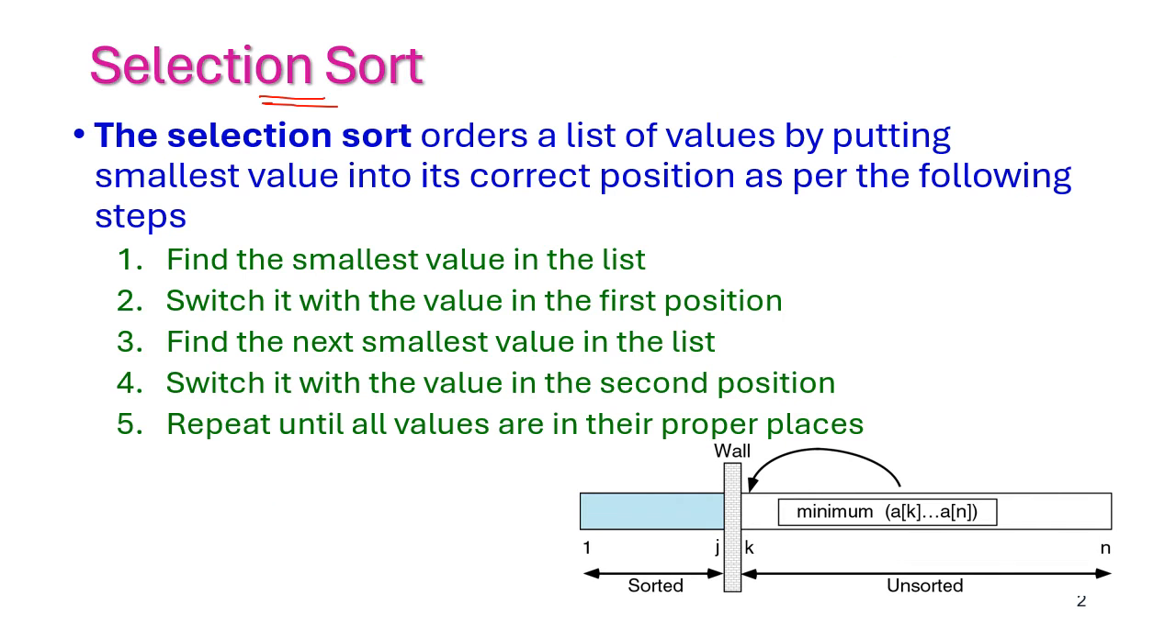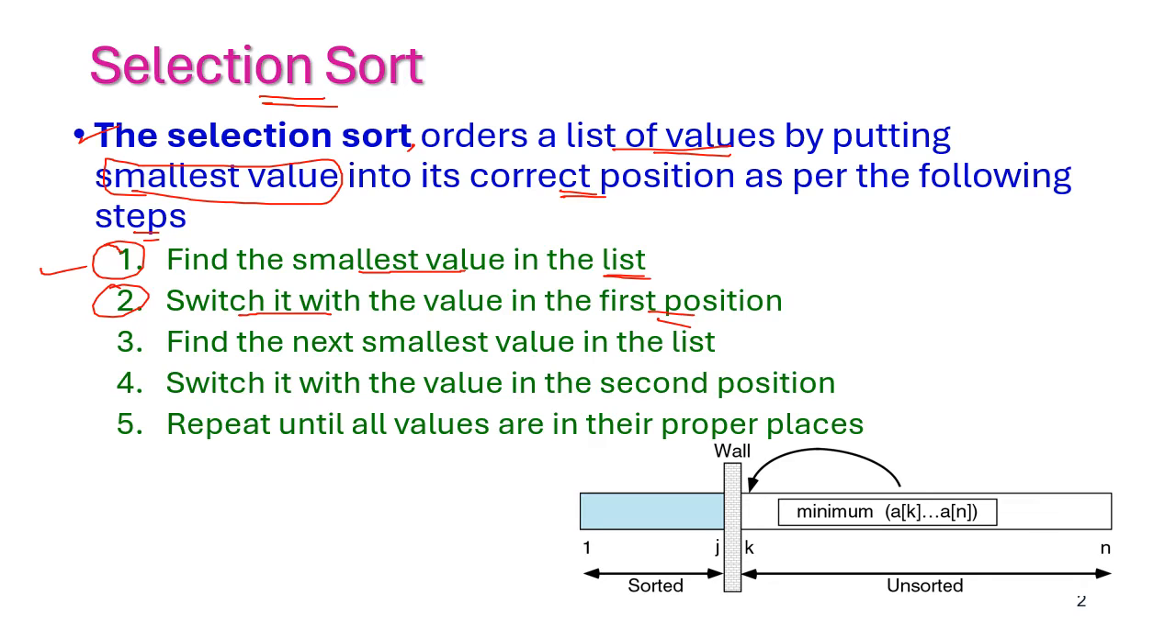First, let us see the definition of a selection sort. The selection sort orders a list of values by putting the smallest value in its correct position at every iteration as per the following steps. Step 1, find the smallest value in the list and switch the smallest value with the first position.